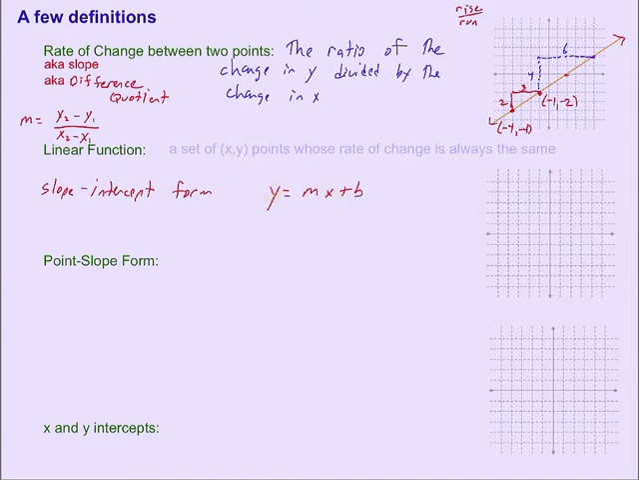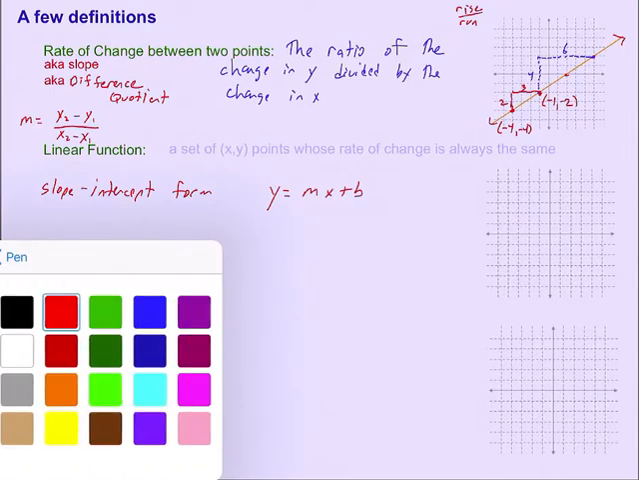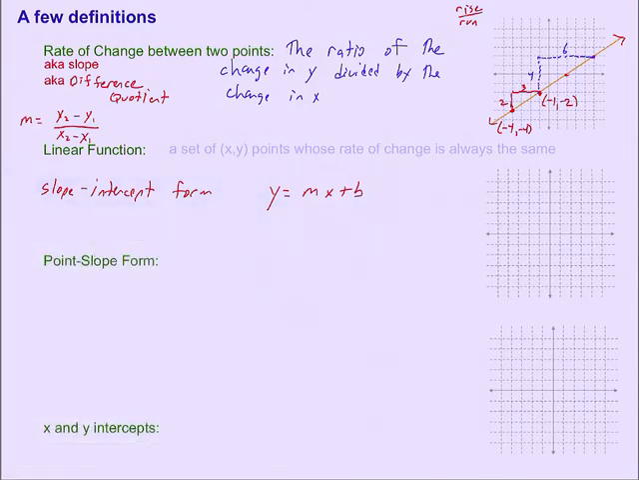As opposed to the m and the b, which are what we call constants, which means for any one particular line or any one particular linear function, the m is going to be the same the whole time. That's the slope of the line. And the b is the y-intercept.